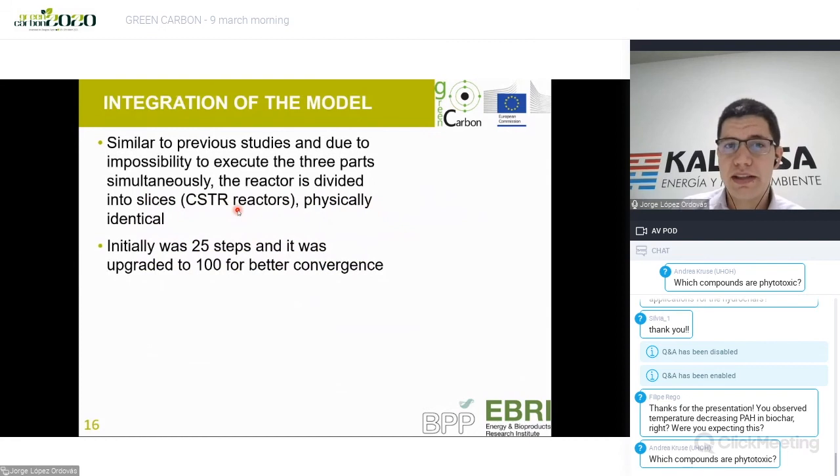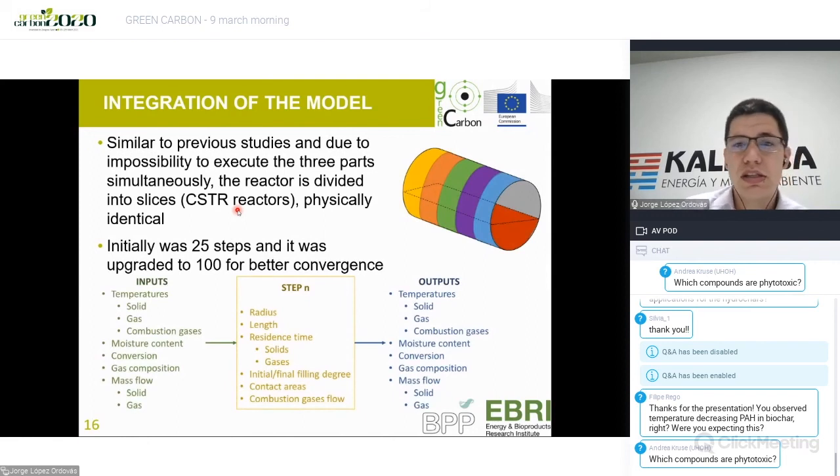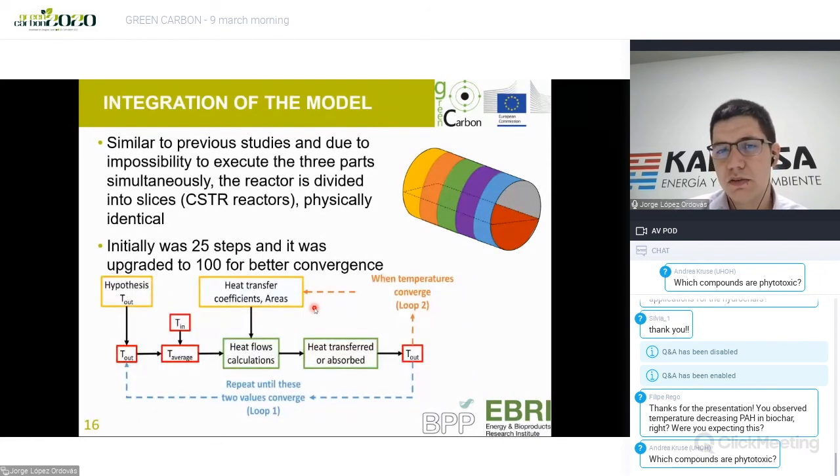But now we had to integrate all parts together. So what we did was divide the reactor into slices and calculate each slice individually. On each slice, we gave some temperatures, moisture content, and conversion. Each slice had this algorithm for the heat transfer, and then gave the outputs. Initially, I put 25 steps, but had to increase to 100 to converge properly. Sorry, I haven't got time to explain this diagram, but it's quite interesting. I will be more than happy to explain later.